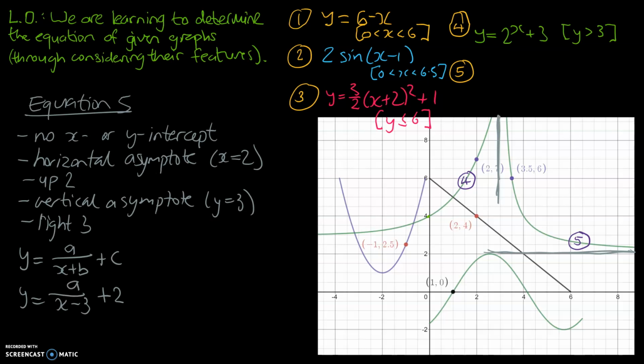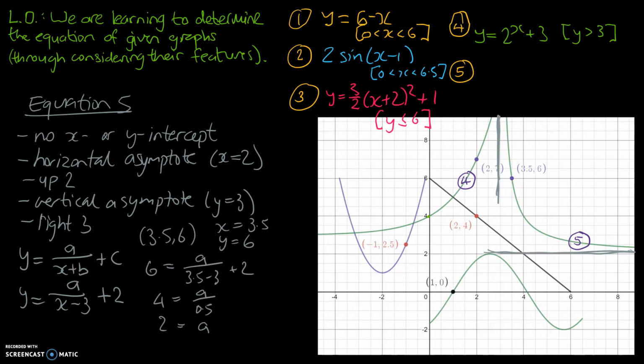So what I'm going to do is pause the video and do the maths just to see what that comes out to. When we follow that through, we plug in our point, we use our algebra, and we figured out that a is equal to 2. So that means y is going to be equal to 2 divided by (x minus 3) plus 2. And it does appear that that has a domain that is above 3.